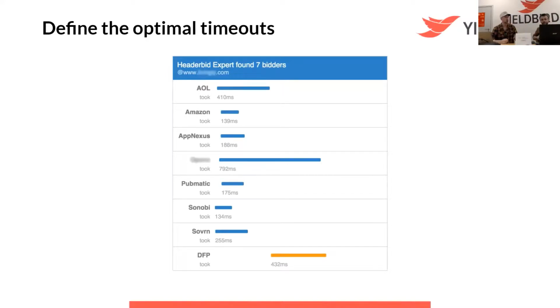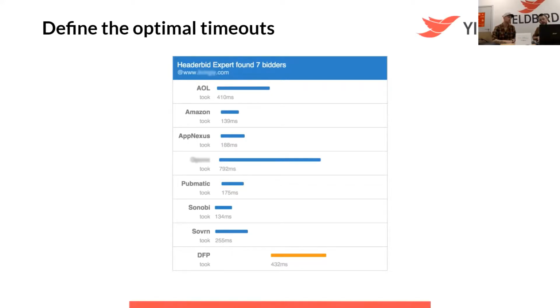And of course, you have to remember that this picture is from your computer. It doesn't mean it's the same on other computers, on the website, or on mobiles. So it may differ. So remember, with timeouts, test different timeouts, check how they impact the bid rates and the win rates of specific bidders, and find something in the middle.